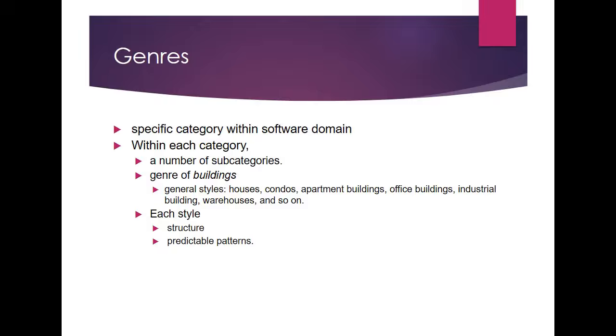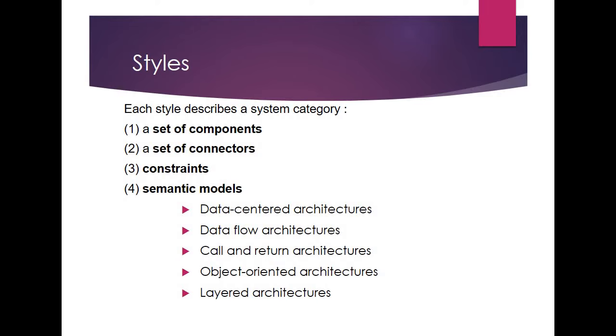If you consider the software domain, there are various categories available, and within each category there are subcategories available. For example, if we consider buildings, there are many sub-genres available, like houses, apartments, and industrial buildings, etc. For each and every software architecture genre, we have to follow a style. The style consists of structure and predictable patterns. The architecture style consists of components, connectors, constraints, and semantic models.